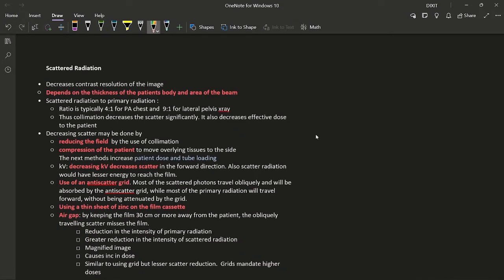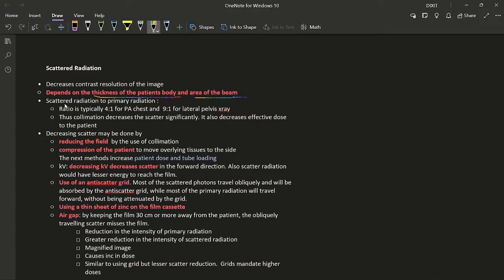Now coming to scatter radiation. Scatter radiation decreases the contrast resolution of the image. Scatter radiation mainly depends on two things: one is the thickness of the patient's body, and the other is the area of the beam. So the thicker the tissue to penetrate, the more scattered radiation, and the larger the area of the beam, the more scattered radiation.